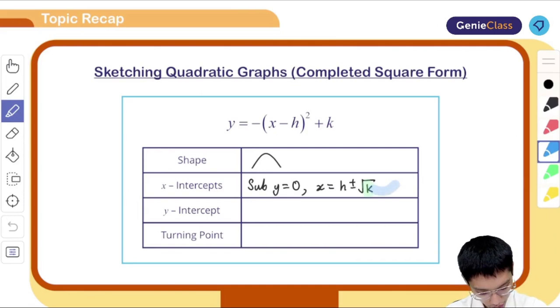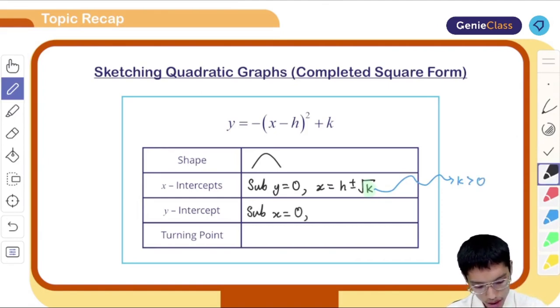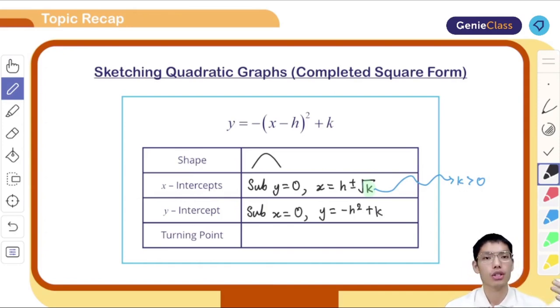So this will work if my k is more than 0. The y-intercept is when I substitute x equals 0, giving me y equals negative h squared plus k. Again, algebraically. Lastly, the turning point, if you see this, is h and k.